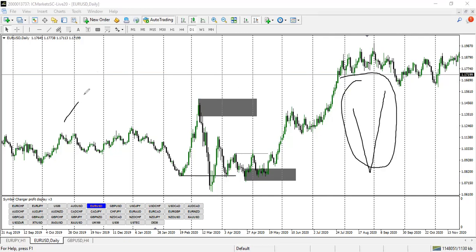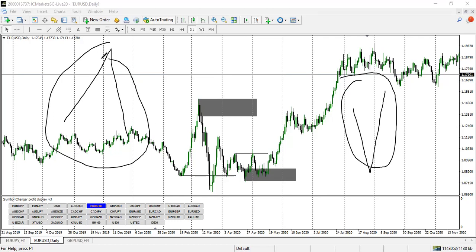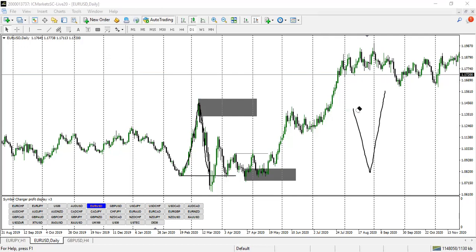When we have impulsive move up and impulsive move down, in this particular area, we know that price is about to go down. So this is what we have here. We have impulsive move up and we have impulsive move down. So I automatically know that this is a liquidity grab and not a break of structure. This particular area, I know that this is a liquidity grab and not a break of structure.